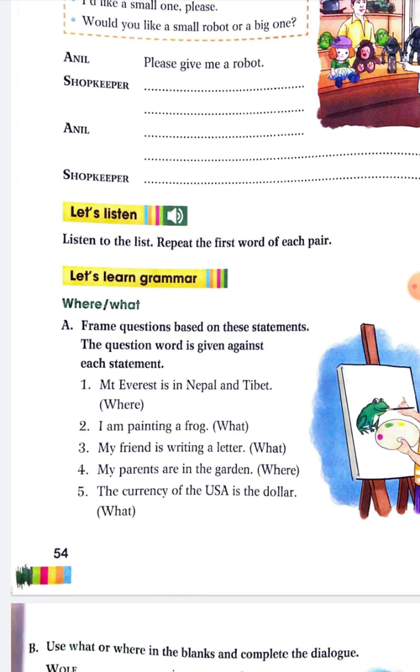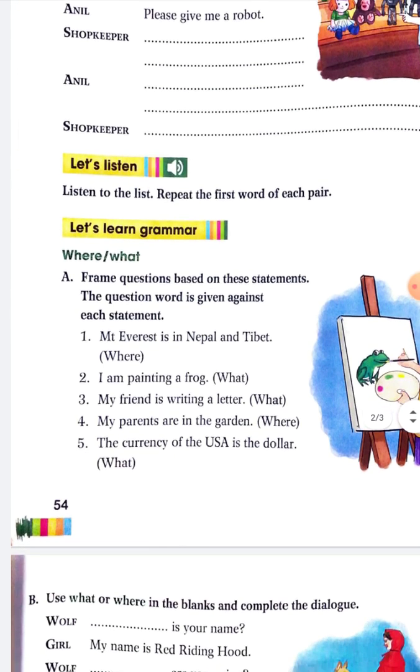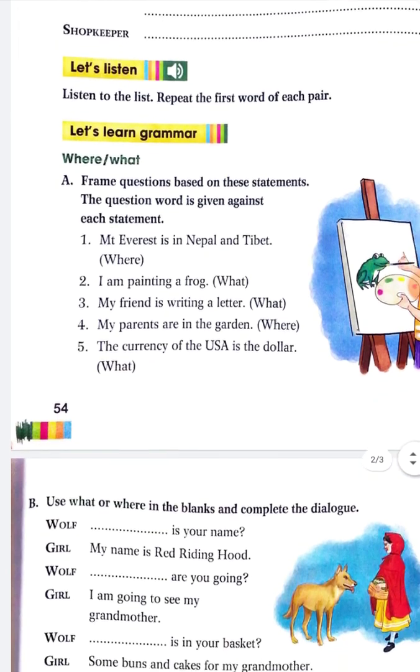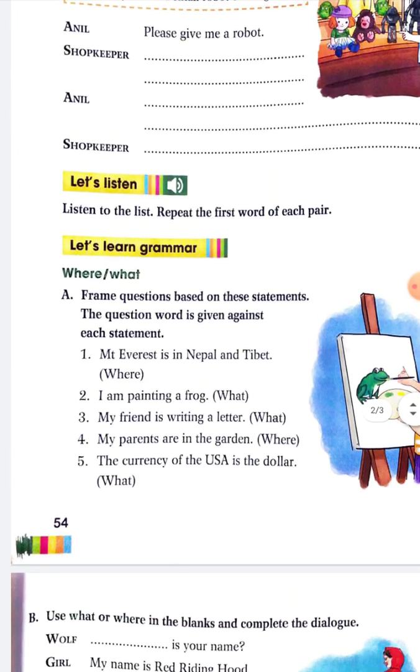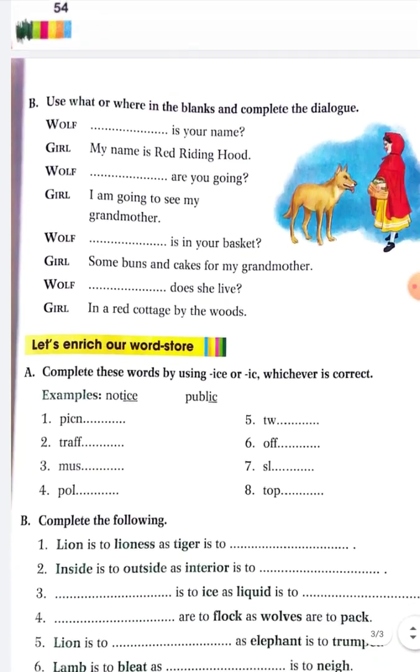My parents are in the garden. Garden is a place, so we'll use where. Where are your parents? The currency of the USA is the dollar. Dollar is a thing, so we'll use what. What's the currency of the USA?